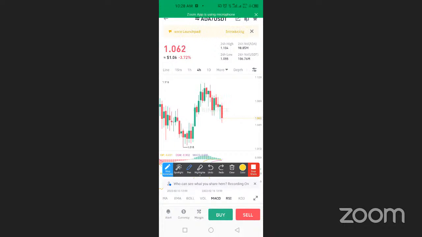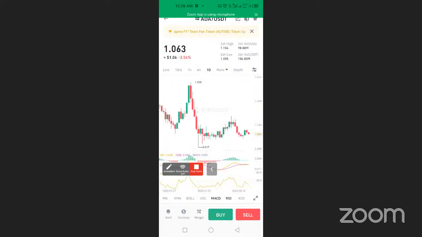Then if I go ahead and click at 1D, 1D means 1 day. So if I click on 1 day, it means this is what happened in 1 day. Both the small candle you see and the big candle you see is 1 day.